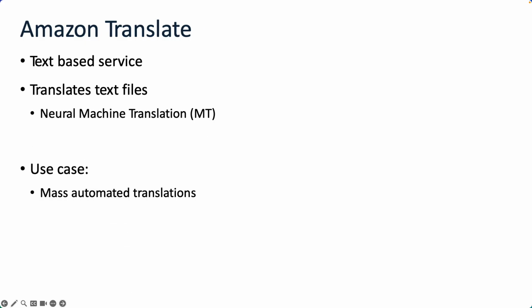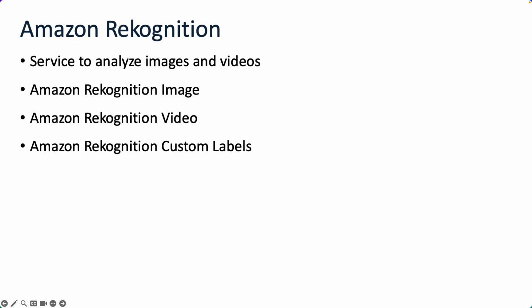Amazon Translate is a service that translates text files, and it includes 71 languages. It might include more now, but when I was building this course, it was 71. But it also includes bidirectional translations too, and it uses neural machine translation. Amazon Rekognition is a machine learning service to analyze images and videos that is pre-built and pre-trained, and there are different services that you'll need to understand for the exam under Amazon Rekognition.